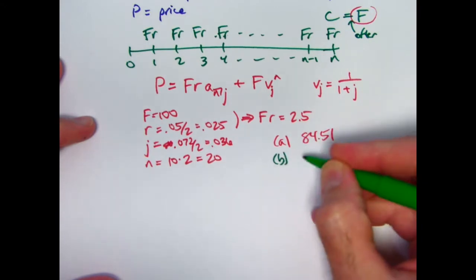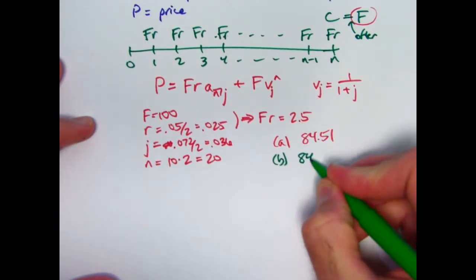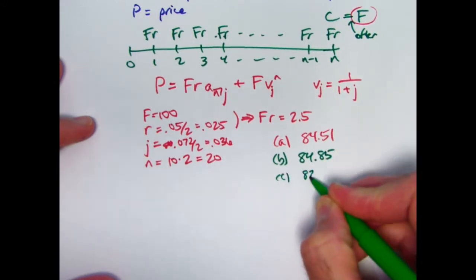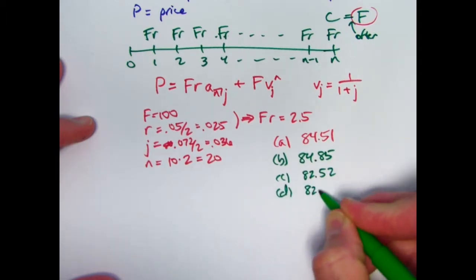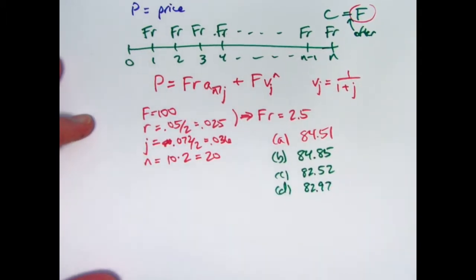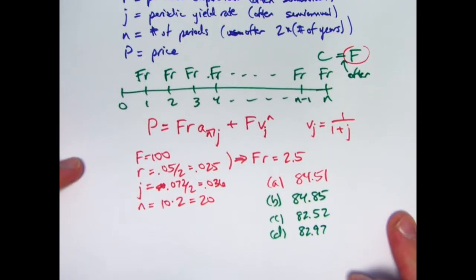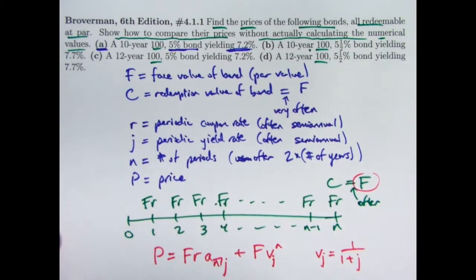For B, you should get 84.85. For C, you should have gotten 82.52. And for D, it's 82.97. So those are the answers. Pause the video, write those down if you need to for these things, B, C, and D here.